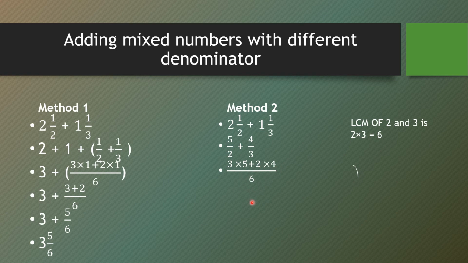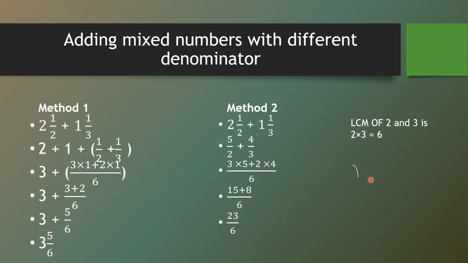Now 3 5s are 15 plus 2 4s are 8. We will solve this. Always do multiplication first. So 3 5s are 15 plus 2 4s are 8, by 6. Now we will add this numerator. 15 plus 8 equals 23 by 6. And here we can see it is an improper fraction. Why? Because the numerator is greater than 6.